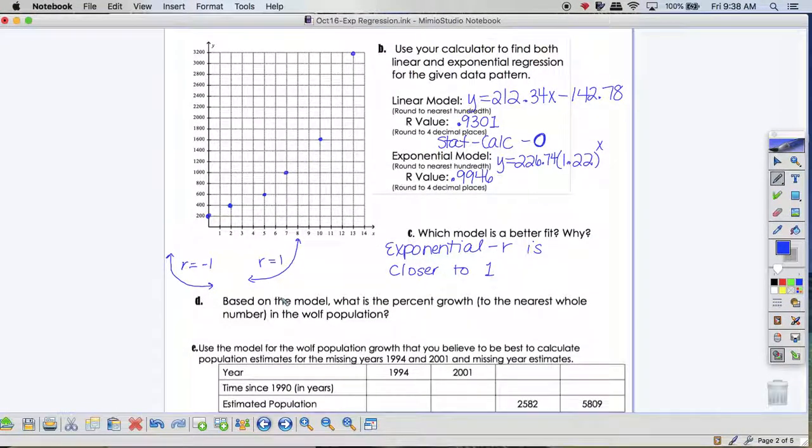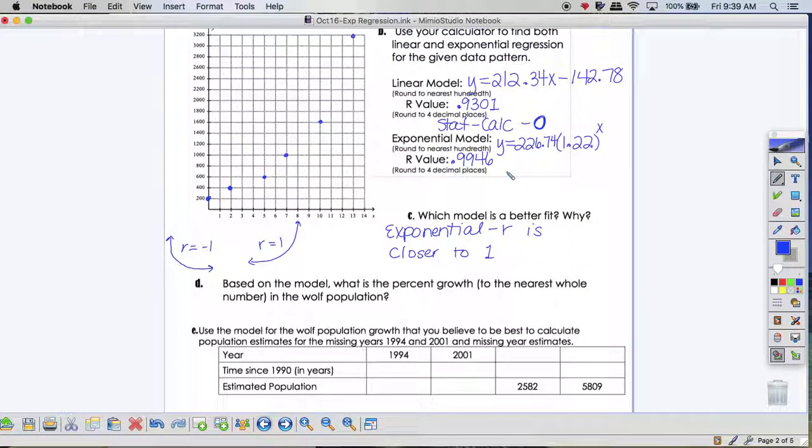Based on the model, what is the percent growth in the wolf population? So where would we look here to tell what the percent growth is? Well, this is a times b to the x. The a value would be the y-intercept of the exponential model of best fit, and it's multiplying by 1.22. So anytime I multiply by 1.22, I always multiply by what I keep.